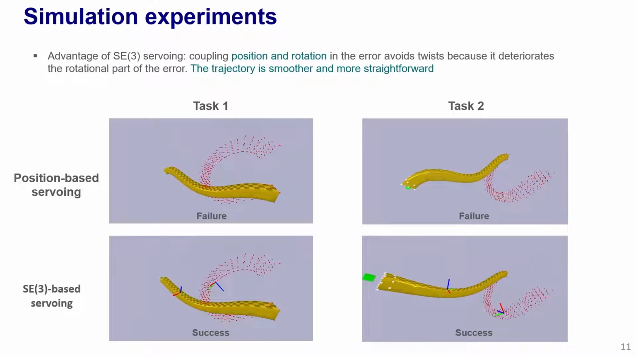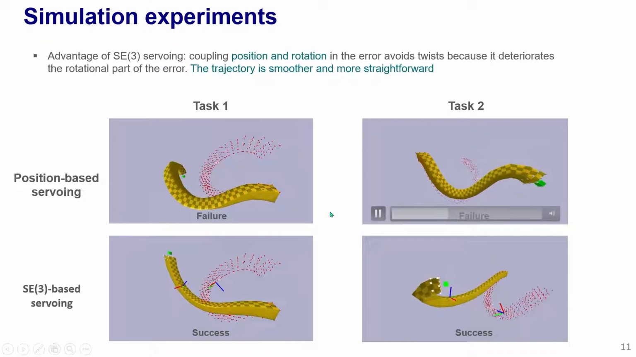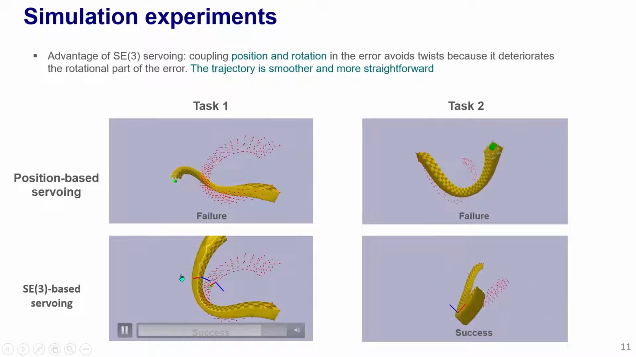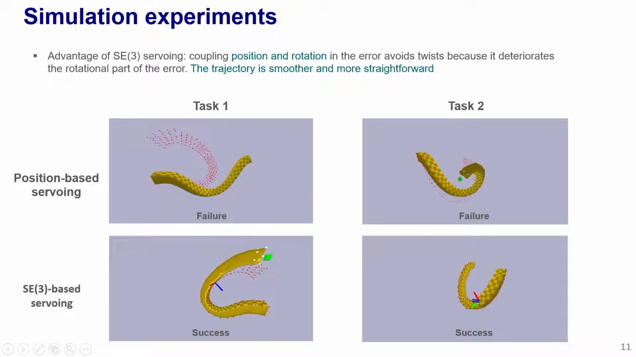However, the advantage of SE3-based servoing is more visible for high deformation tasks. Here, coupling position and rotation in the error avoids twists because otherwise it deteriorates the rotational part of the error. The trajectory we obtain is smoother and more straightforward. In contrast, for these two tasks, the traditional approach failed.